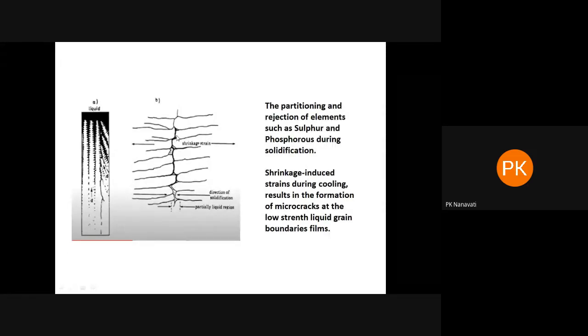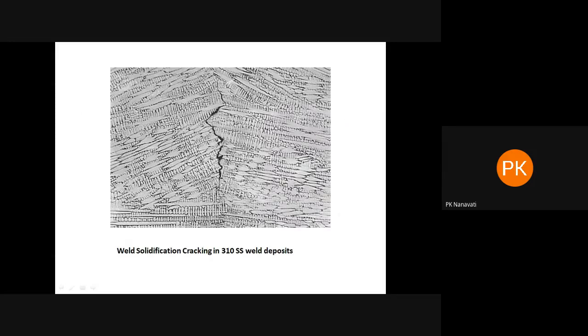So these kinds of cracks are created because of the presence of these low melting point elements, right? Over in the picture you can literally see a crack. These are the solidified grains, as you have seen in the schematic, and in between the grains, on the grain boundary, you see a very clear crack. That is a weld solidification crack in a 310 stainless steel weld deposit, and it is a very common phenomenon. Now the question is how to get rid of it, how to solve this problem.